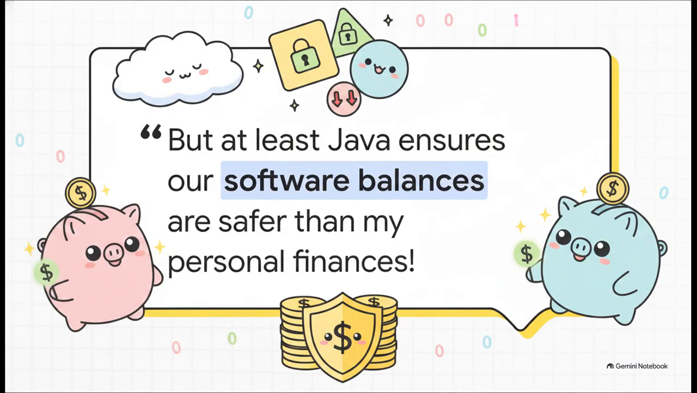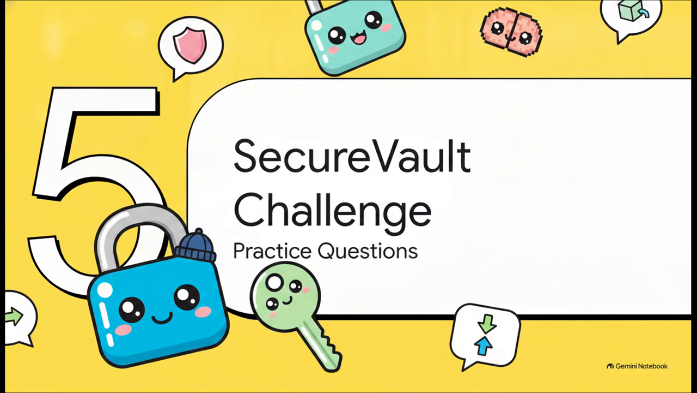I absolutely love this little note from the professor who wrote our source material today. They added this gem: "My own bank balance looks closer to a NullPointerException at the end of every month, but at least Java ensures our software balances are safer than my personal finances." It's just a really great reminder that while our own real-world wallets might be a bit light, our code's wallets must be completely impenetrable. All right, let's wrap things up with Section 5, the Secure Vault Challenge.